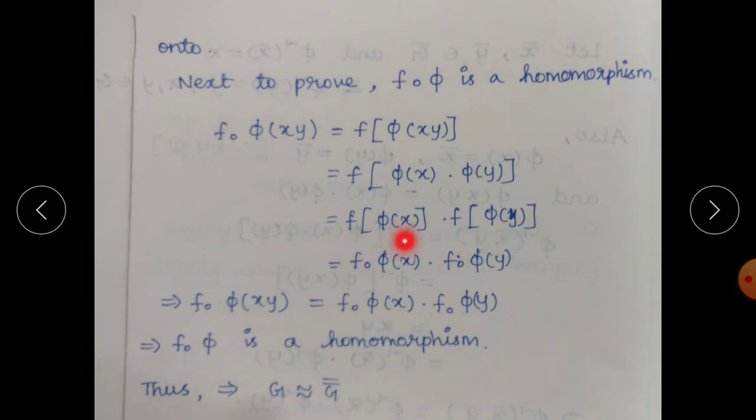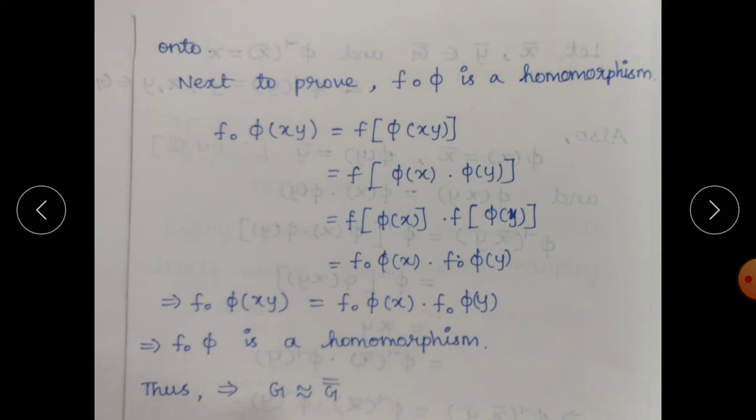F of phi of x can be written as F composite phi of x. F of phi of y can be written as F composite phi of y. So F composite phi of x into F composite phi of y. So F composite phi of xy is equal to F composite phi of x into F composite phi of y. So we can say F composite phi is a homomorphism. So this will imply G is isomorphic to G double bar.